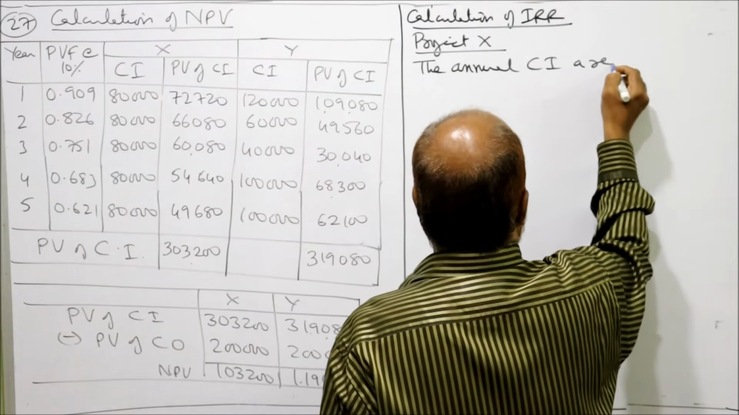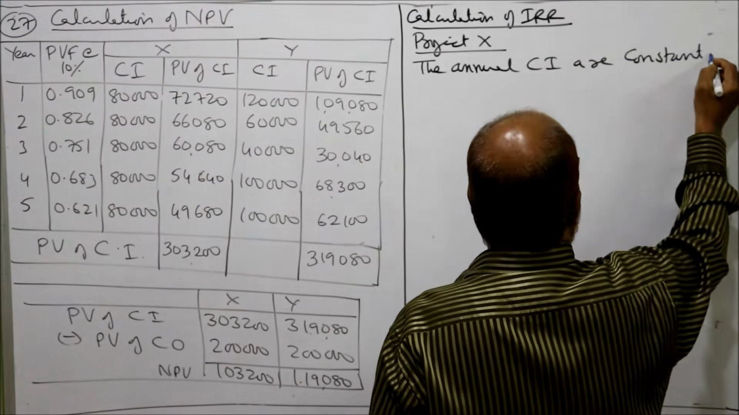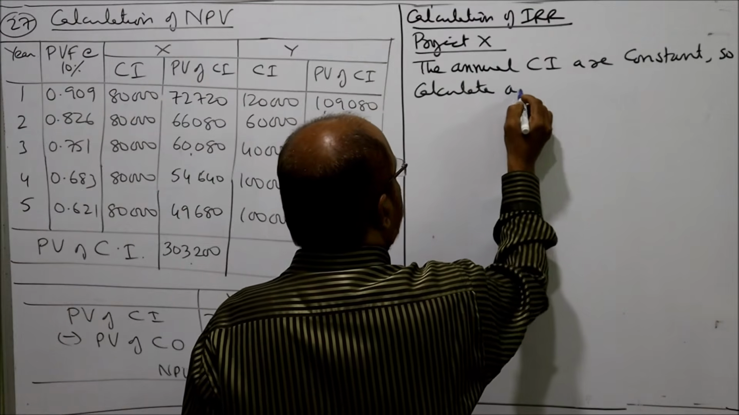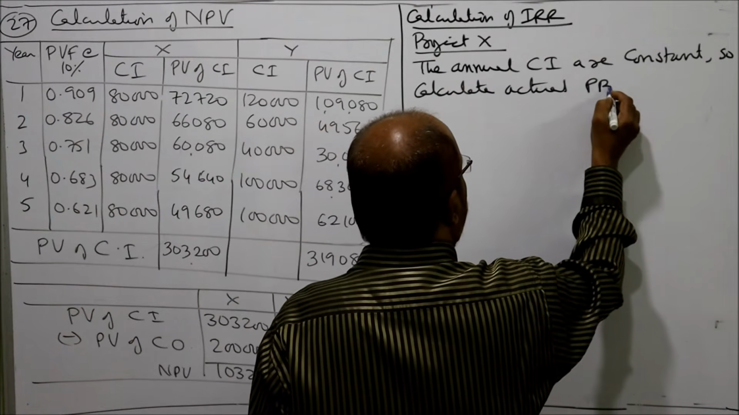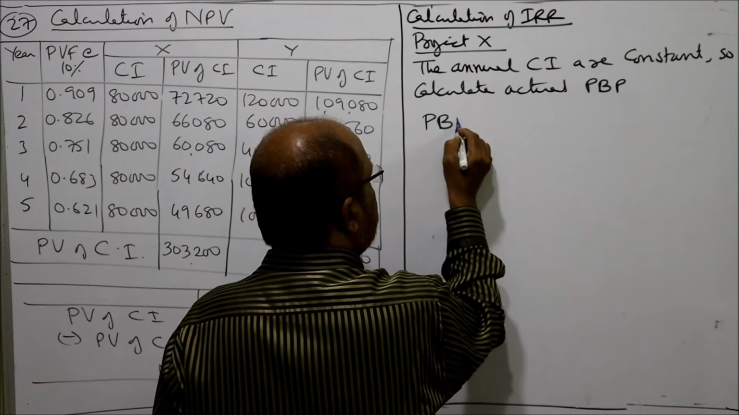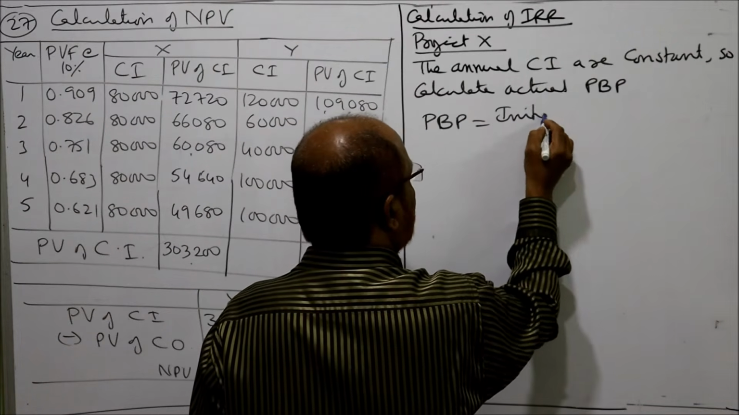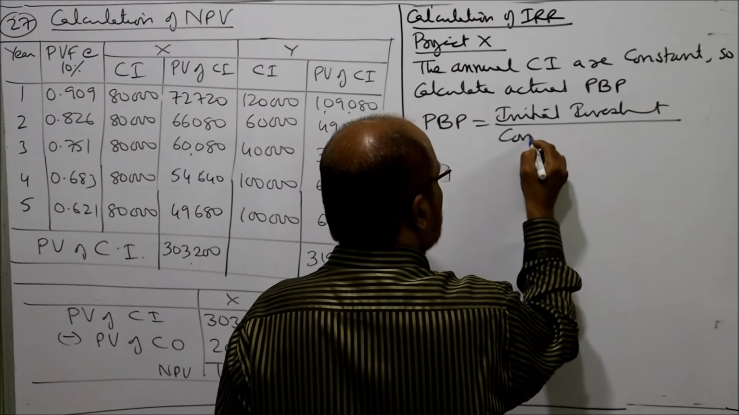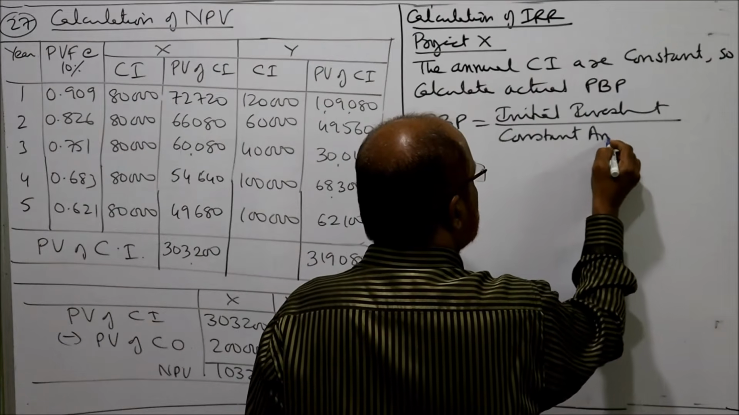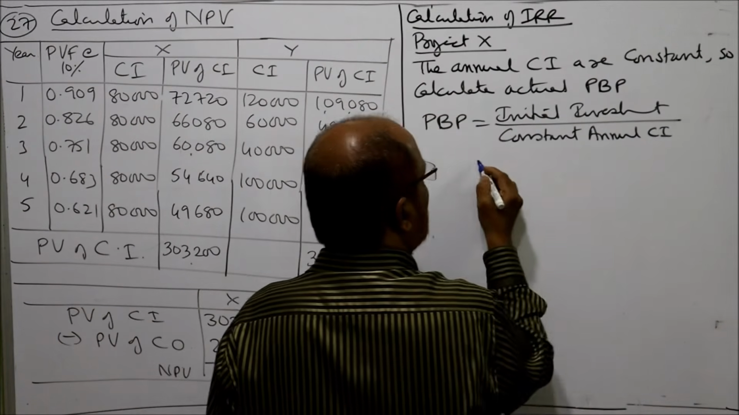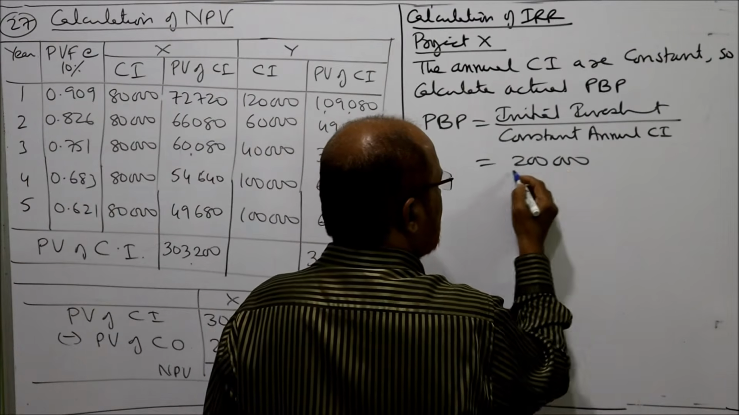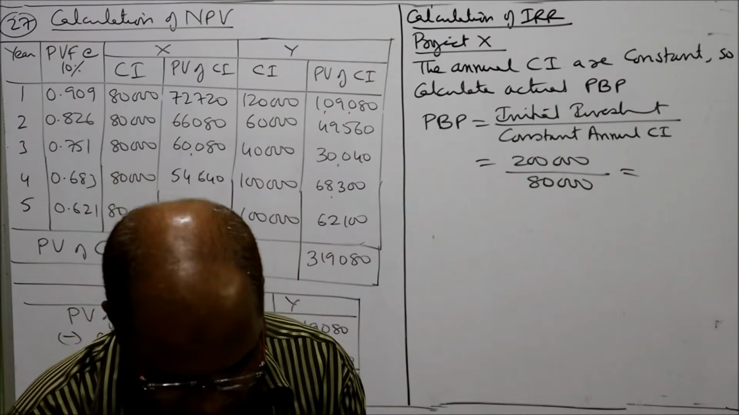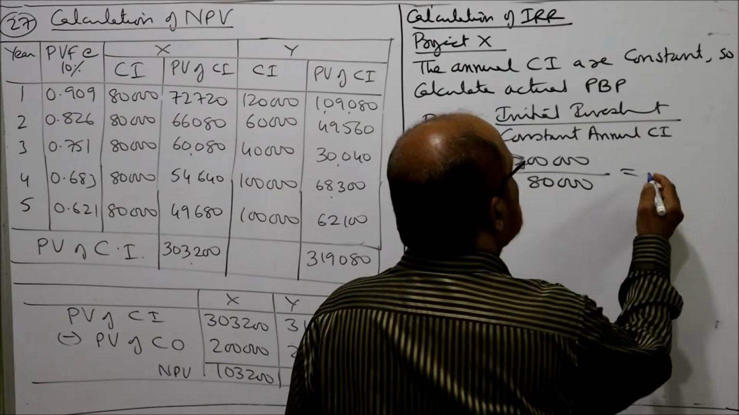The annual cash inflows are constant. So we calculate actual PBP. PBP is equal to initial investment divided by constant annual cash inflow. Initial investment is given 2 lakh and constant annual cash inflow is given 80,000. So 2 lakh divided by 80,000, that will come to 2.5.